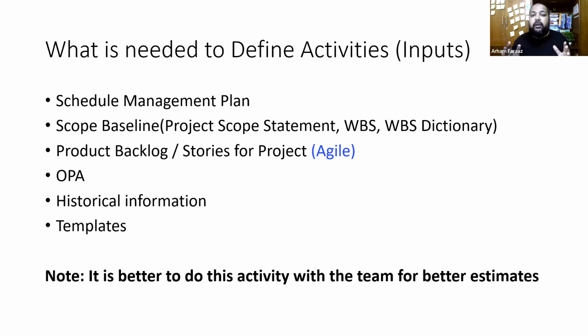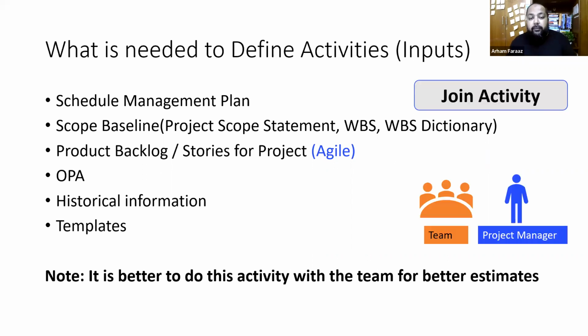It is always recommended by PMI that the best way to do this define activity is with the team. So you'll be able to get better, proper estimates, get more clarity, find out dependency easily if you are working with the team on these things. Okay, now as I told you, it's a joint activity with the team and the project manager. If it's an agile project, it's the team and the product owner.